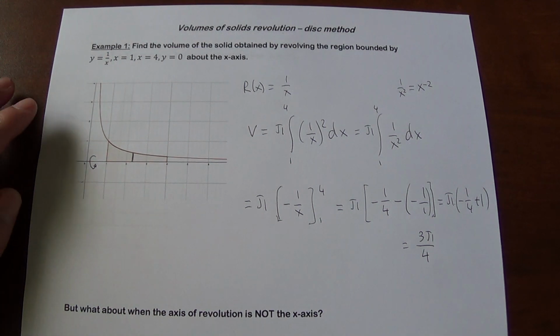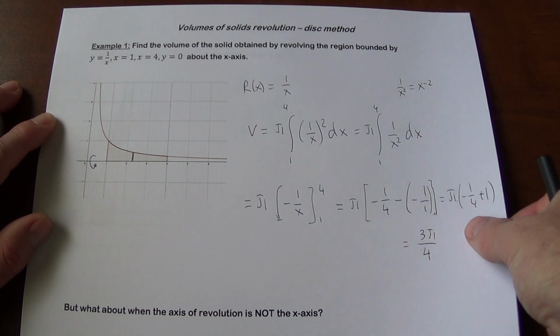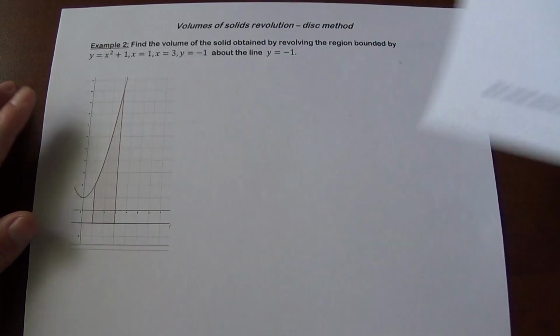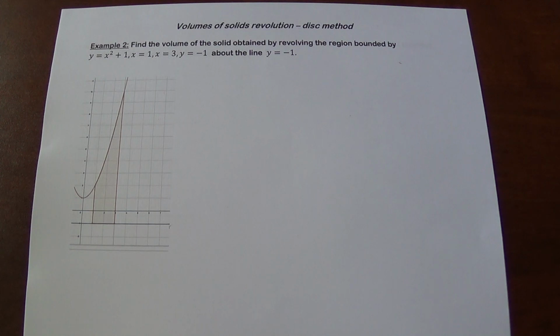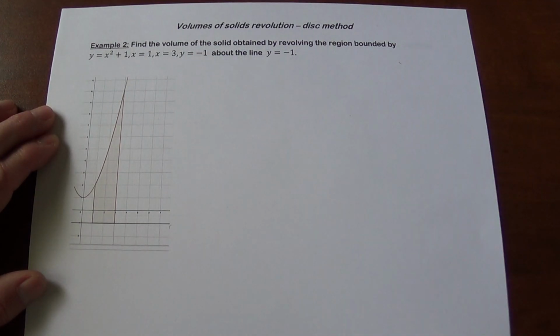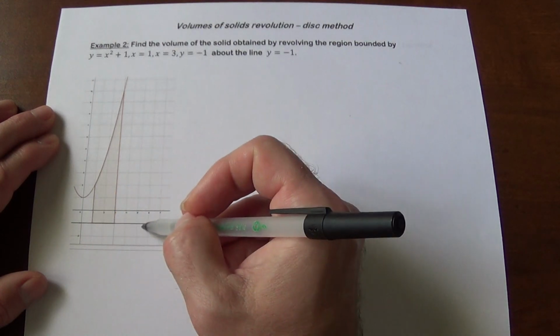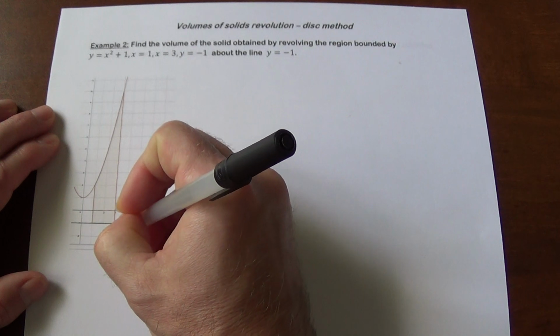But what if the axis of revolution is not the x-axis? How is it going to change? So let's take a look at that. Here's a problem. We have this region here bounded by all that. So one of the boundary lines here is y equals negative 1, and we're going to revolve it about that.